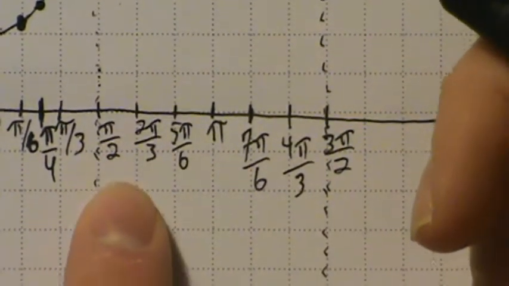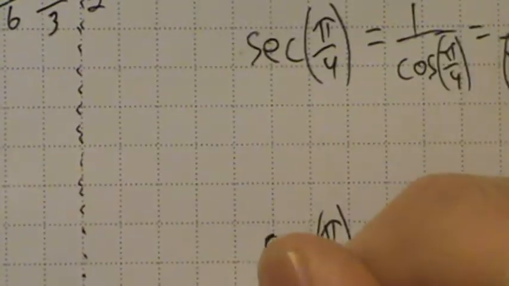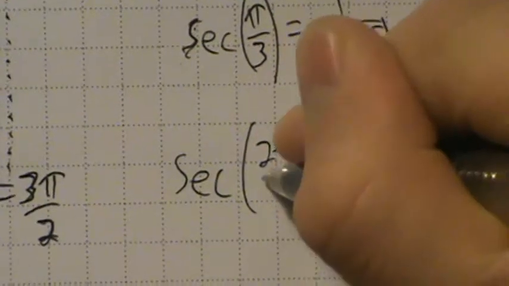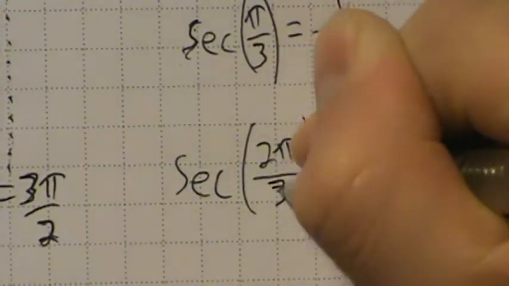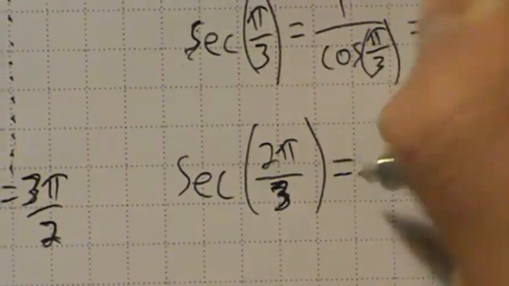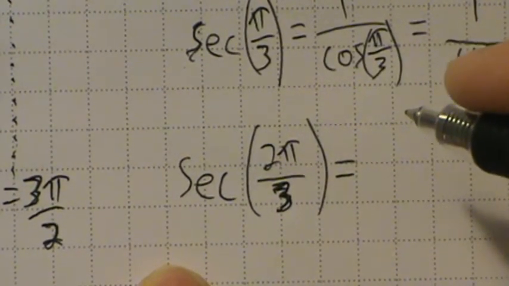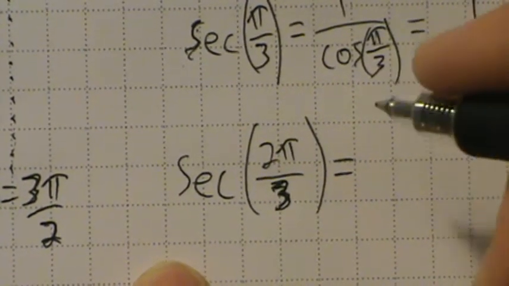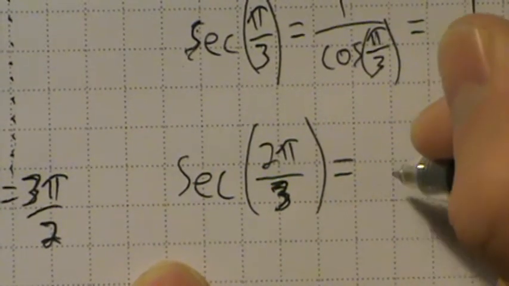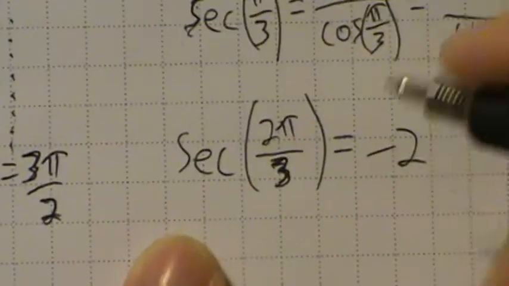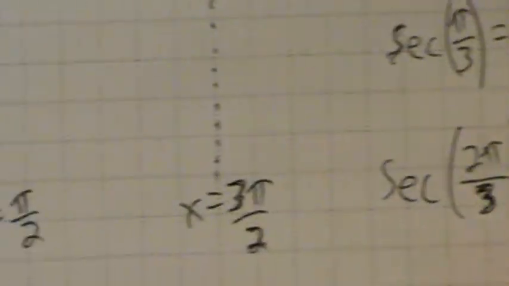Now we figure out what the secant of 2 pi over 3 is. Using the unit circle, it's the same thing as 1 over cosine of 2 pi over 3, and basically secant of 2 pi over 3 is negative 2. So the point is 2 pi over 3 comma negative 2.